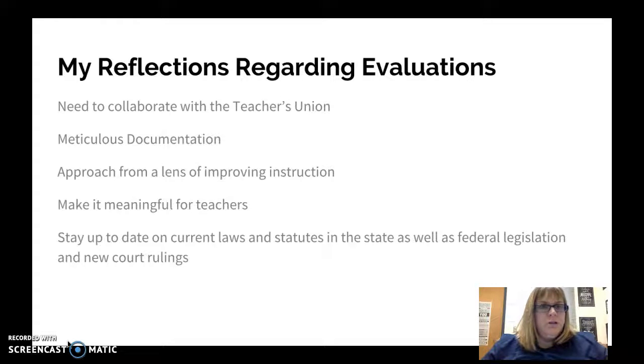For me, in doing this module, I really found a need to collaborate with the teachers union a lot to make sure that I'm following that negotiated agreement. Then I need to do meticulous documentation of what I'm seeing when I'm in classrooms so that I have that evidence to go back to. Approaching it from a lens of improving instruction, especially if I'm remaining in Englewood, since that's really our focus. Making that evaluation process meaningful for teachers is also very important, and staying up to date on current laws and statutes in the state, as well as federal legislation and new court rulings. Those are going to be really important as I become an administrator.